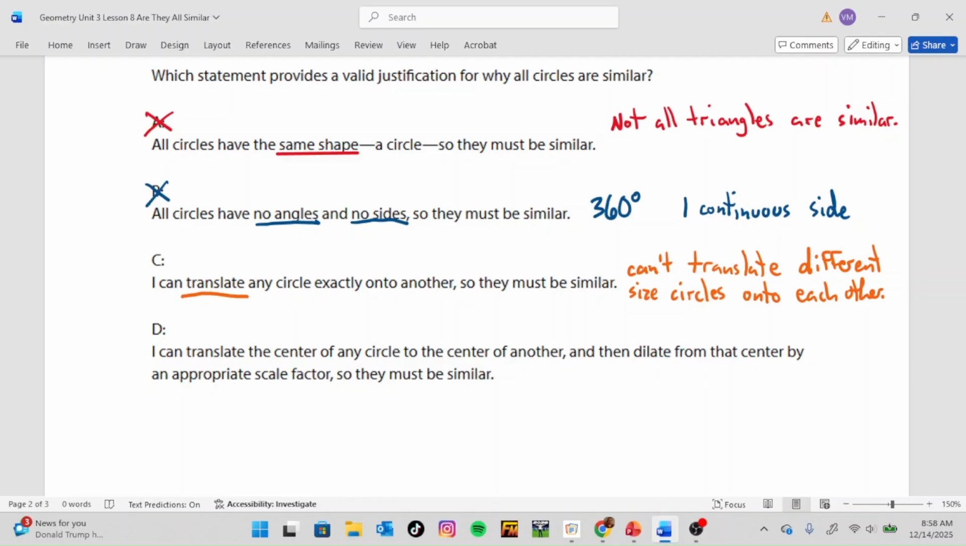If I have a smaller circle and a larger circle, and I move one to the other, they're not going to be right on top of each other. I need to dilate them. So to say that I can simply translate any circle onto any other circle just doesn't work, because if they're different sizes, they're not going to translate onto each other. So C cannot be correct.